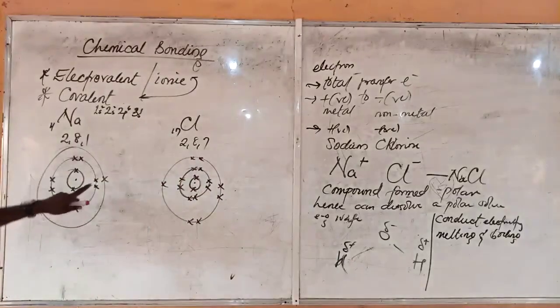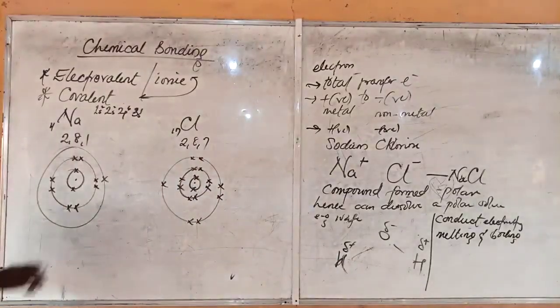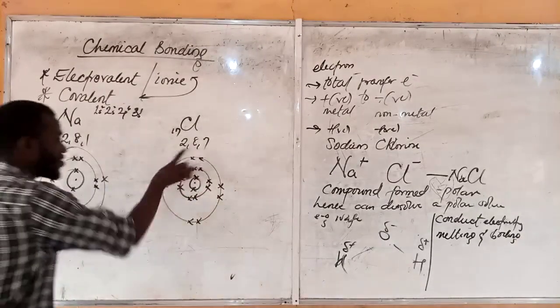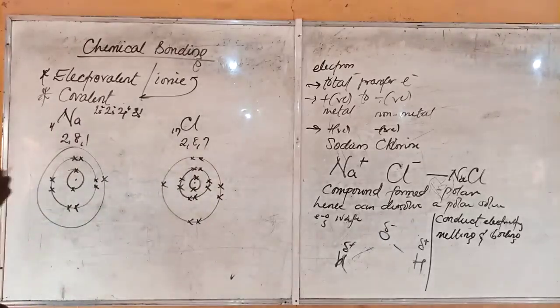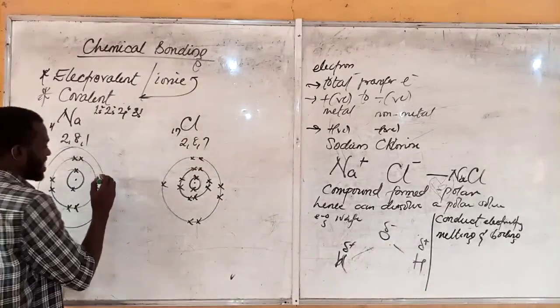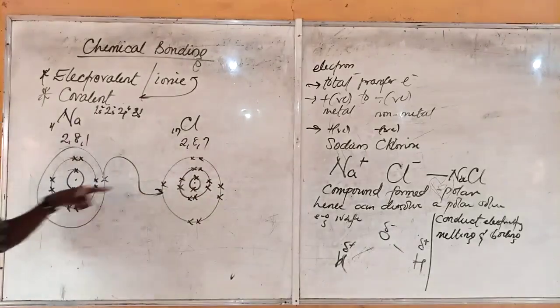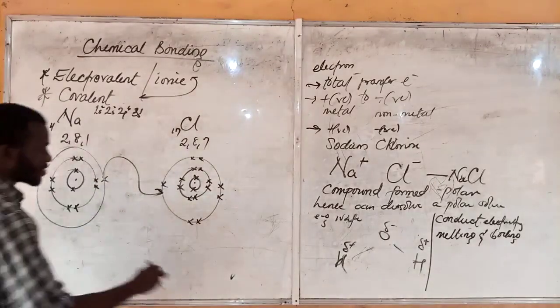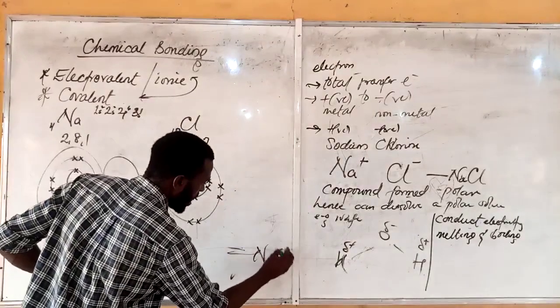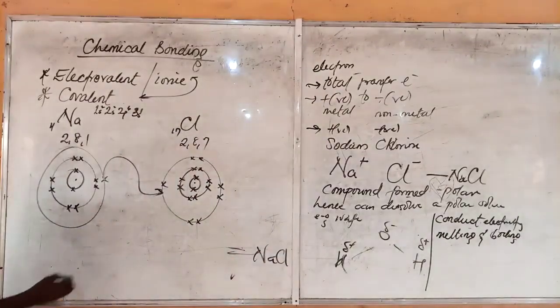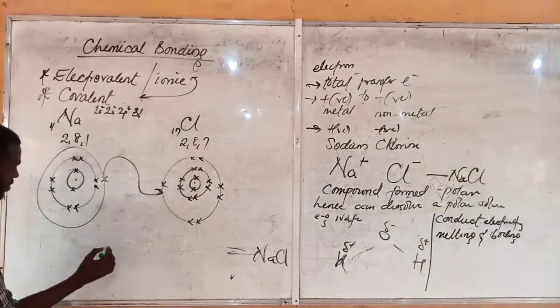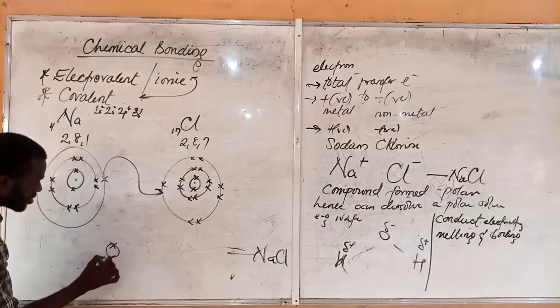Now, what does this mean? This guy has 1 more electron outside in excess, and this guy needs 1 more electron. It is deficient by 1 electron. So what does it do? There is a total transfer of this electron onto this guy, so that at the end of the day, what will be formed is NaCl, and we have a configuration of an orbital diagram of this. This guy is going to have this.